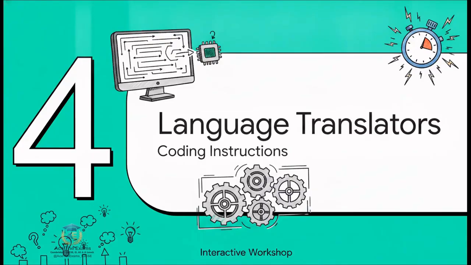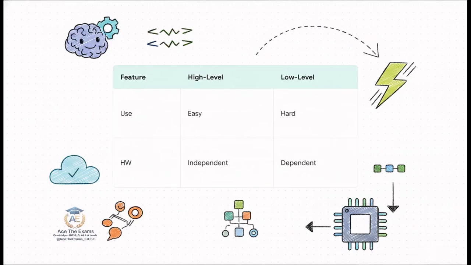We are now entering Section 4, Languages and Translators. Time for an interactive workshop. Welcome to Challenge Number 1, the data scan. You have a mental 60-second timer. Look at this complex comparison table between high-level and low-level languages and extract the core trend. What is the fundamental trade-off here?